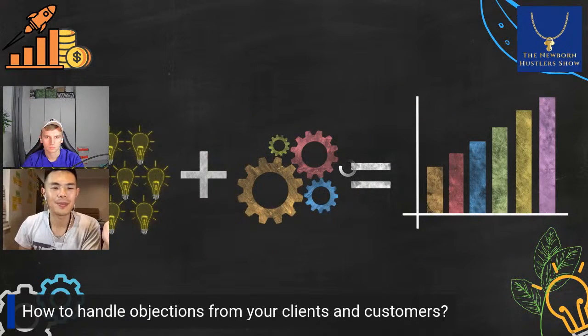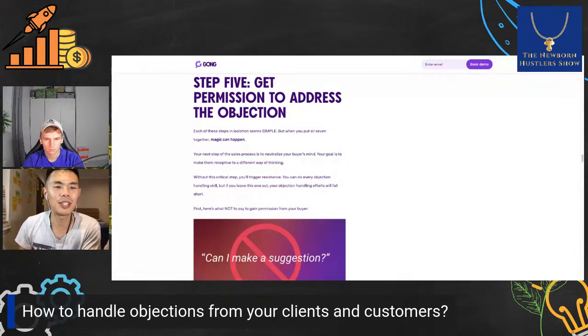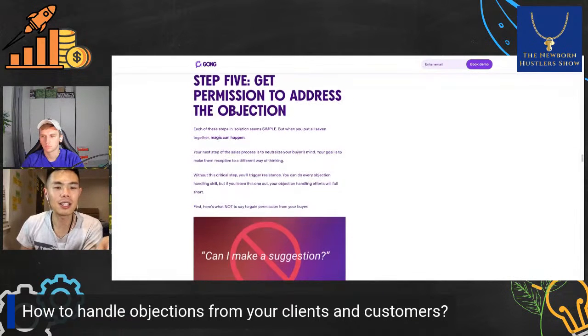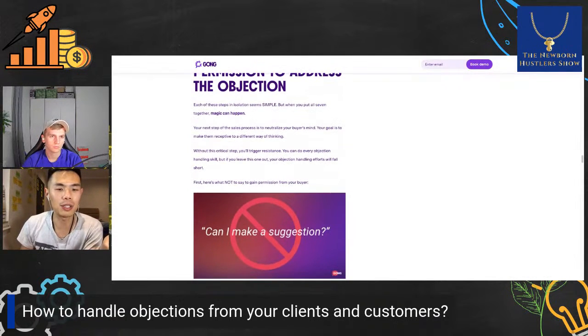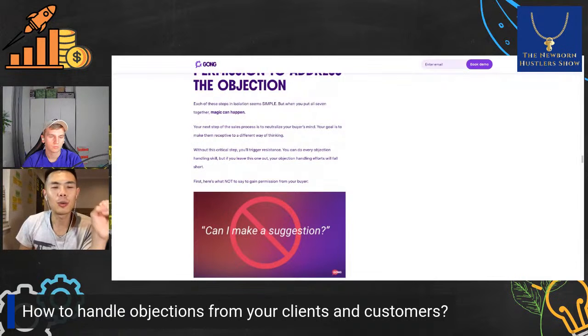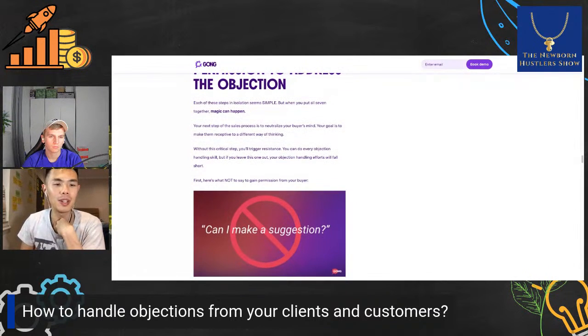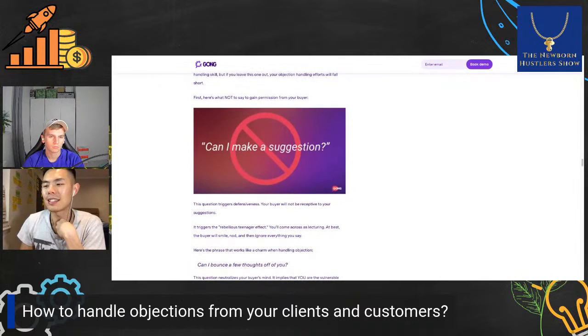Next one is get permission to address the objection. So again, I think this is another attitude thing. What they're emphasizing is that you need to pay attention to the language you're using. For example, you don't want to let them feel like I'm here trying to convince you. So you don't say words like, "Can I make a suggestion?" Because it's all coming from you. What they're actually emphasizing is to say something like, can I bounce a few ideas off of you?